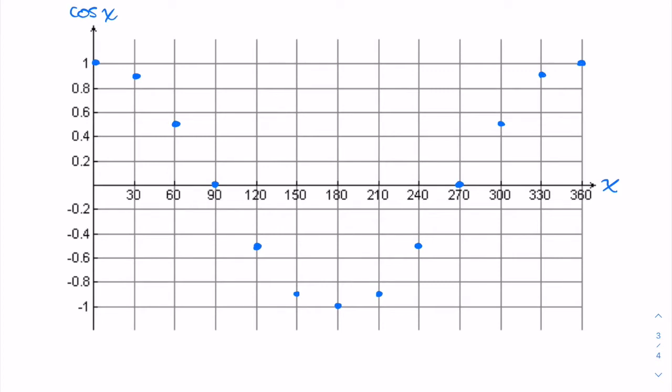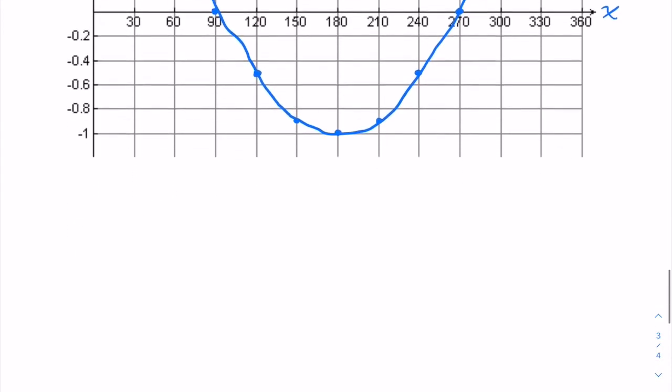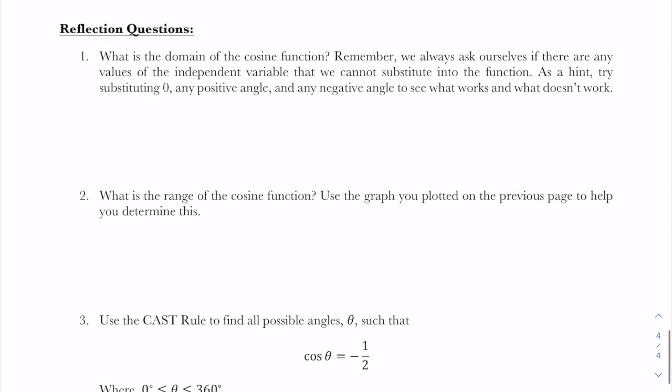Alright, so those are what the points look like. And now to complete this, let's draw a curve of best fit. And that, everyone, is your cosine function. So now we're going to answer a very similar set of questions.